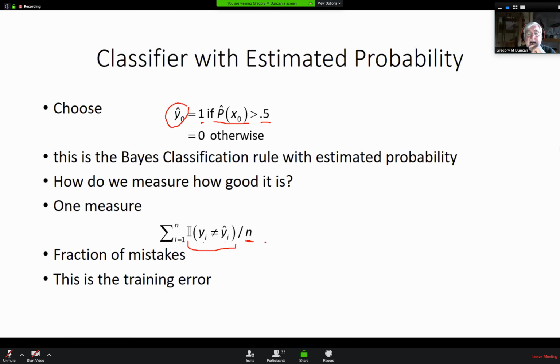Now, the point here is this is the training error. That is, this is the error when I use the whole sample. And if you remember from last time, we said we probably want to split our sample into two parts, a training sample and a test sample. And so let's see how we're going to do that with this Bayes classifier.